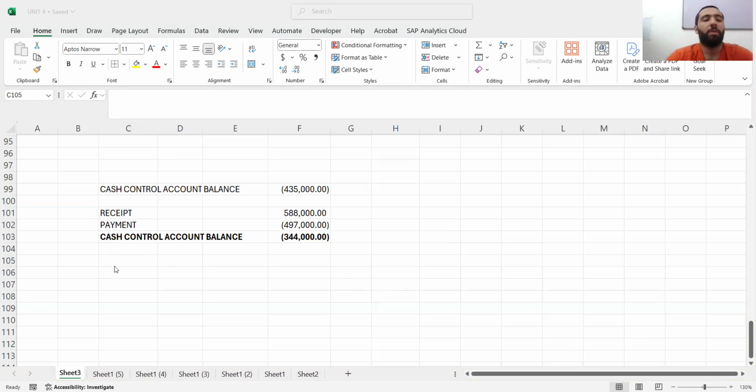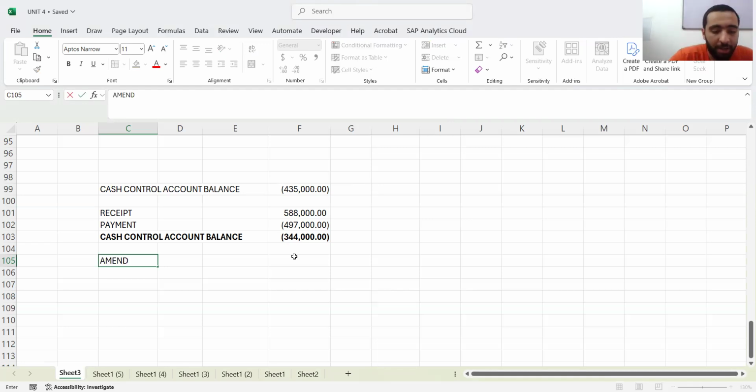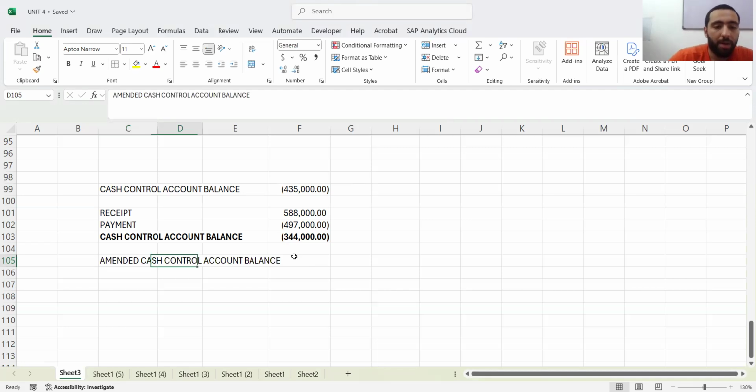Right, okay. So the next part, again the same thing that you're going to do. Whatever is there in the bank statement but not there in the cash control account, quickly reconcile and give me the amended cash control account balance. Amended cash control account balance. A very, very simple question. Very straightforward one.